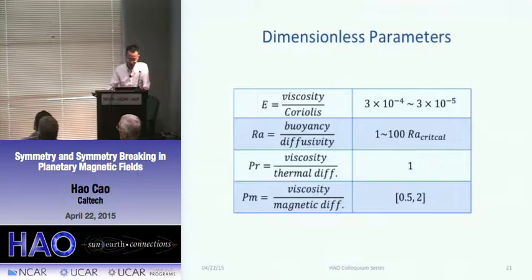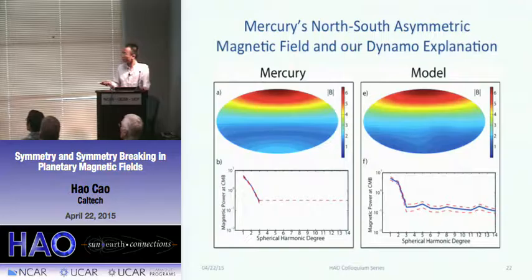I'm not going to talk about the mantle here today, but let me just mention that for this study we're doing a Boussinesq calculation in a non-dimensional form with MagIC. And those are the dimensionless parameters, if you care. The ACM actually goes from 3×10^-4 to 3×10^-5. The Rayleigh number has been varied from 1 to 100 times supercritical. The Prandtl number is kept at 1, the magnetic Prandtl number being varied between 0.5 and 2. And this is really a realistic consideration. Any number below 0.5 actually can maintain a dynamo.